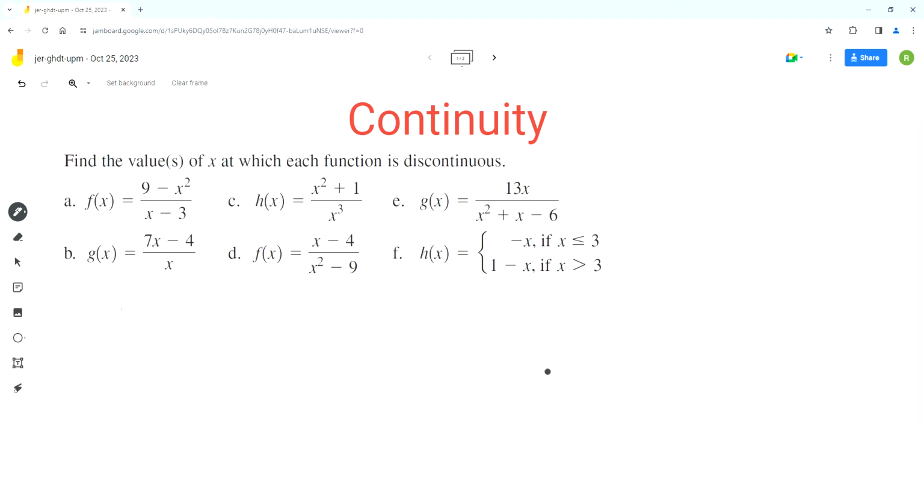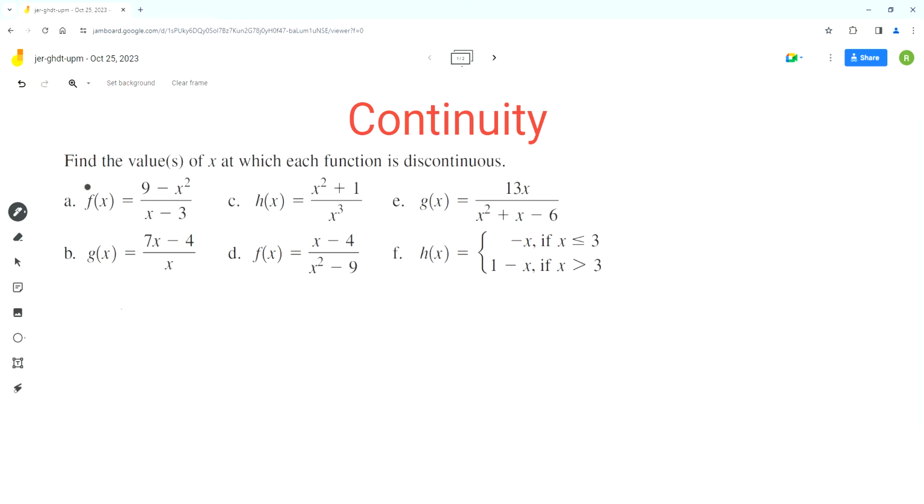So in this video, we'll solve this problem using the concepts of continuity. As per the problem, find the values of x at which each function is discontinuous. First, let's go over the concept of continuity. Continuity means that there is no break in the graph of a function. There are three types of breaks possible in a graph: a jump, a hole, or a vertical asymptote.